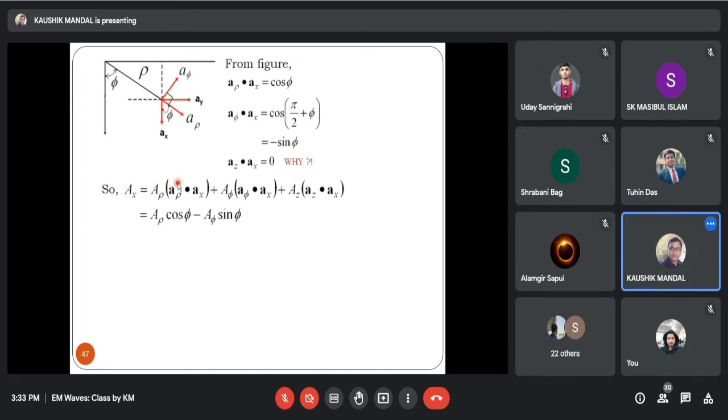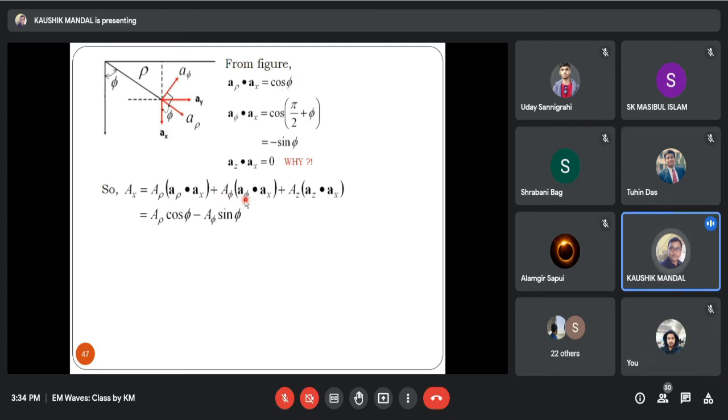Okay. So what will be the a rho dot ax? This is the corresponding vector rho in the cylindrical coordinate system. This is the angle phi. This angle is also phi. This is 90 degrees, that means a phi and a rho are at 90 degrees. So a rho dot ax becomes cos phi.